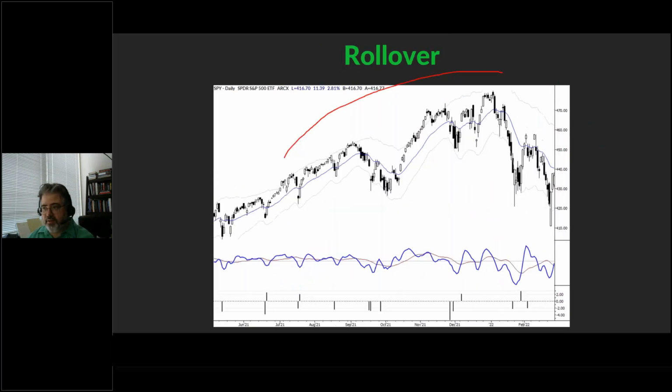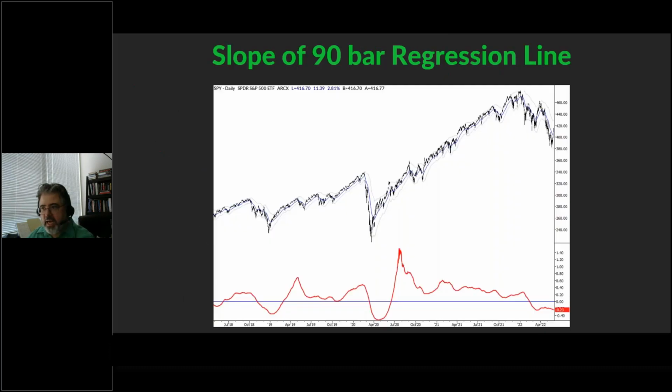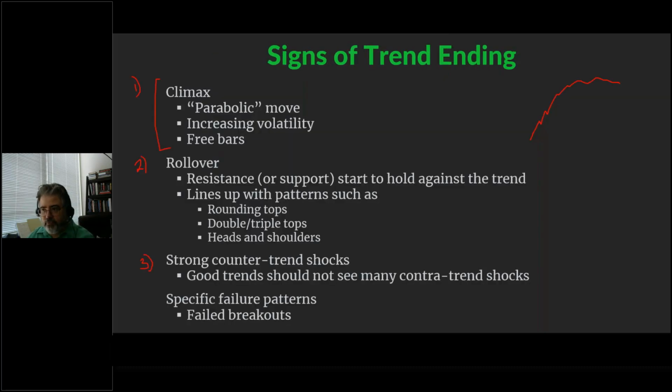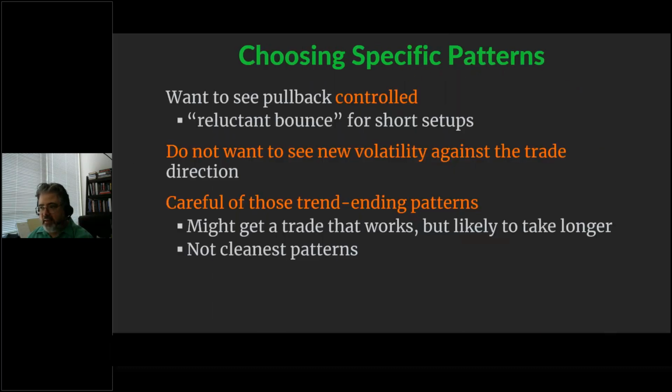And so what I'm suggesting here is just thinking about screening. You screen, first of all, for trend. You watch for these signs of trend ending, and then the next step is choosing specific patterns. And we've talked about this a little bit too. You want to see the pullback controlled, and the language for shorts is maybe a little bit easier. If you have a market that's downtrending, a short's going to look like this. It's going to feel like kind of a reluctant bounce. It's not going to feel like a snapback. This second pattern here is not the kind of pattern you want to trade.